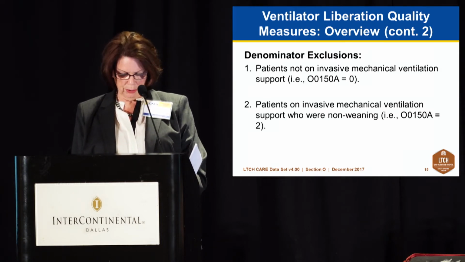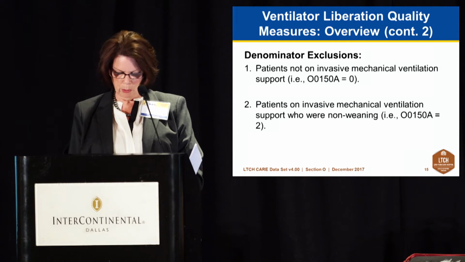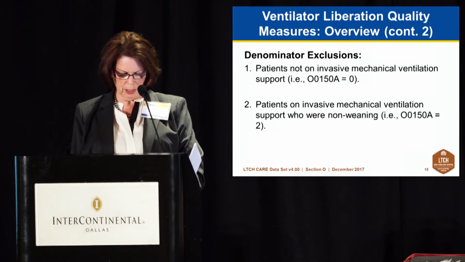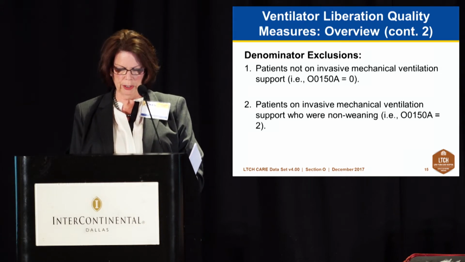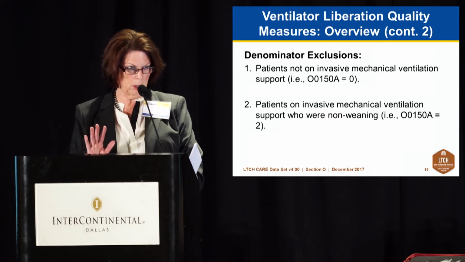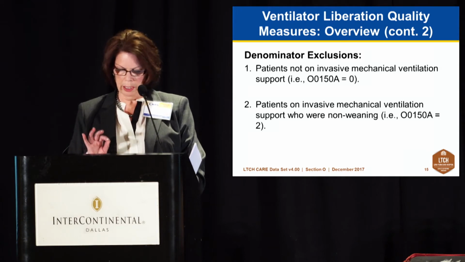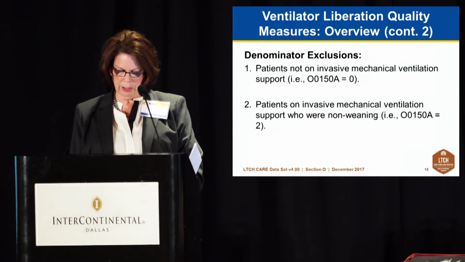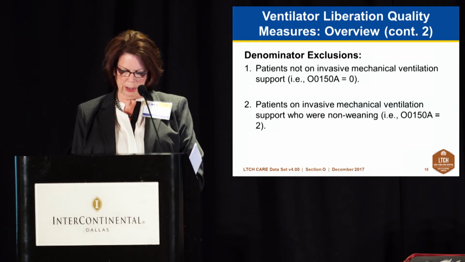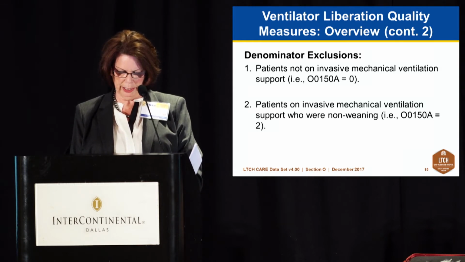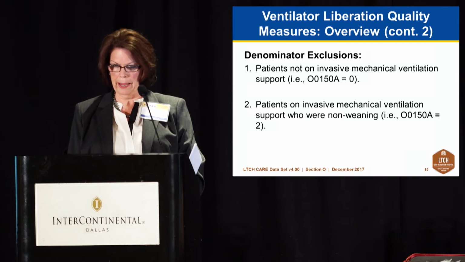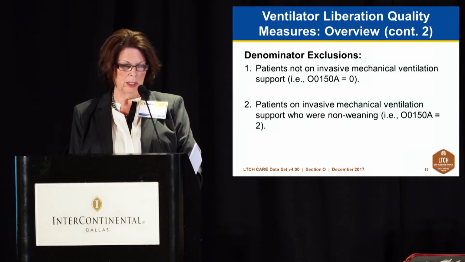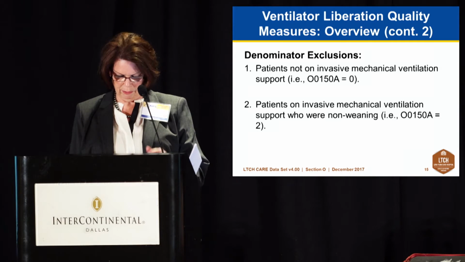This slide shows the denominator exclusion for the vent measures, and they are patients that are not on invasive mechanical ventilation support, and you see the code here, which I will go into in more detail in a few minutes. The other exclusion criteria is patients on invasive mechanical ventilation support who were non-weaning at the time, or expected to be non-weaning at the time of their admission.